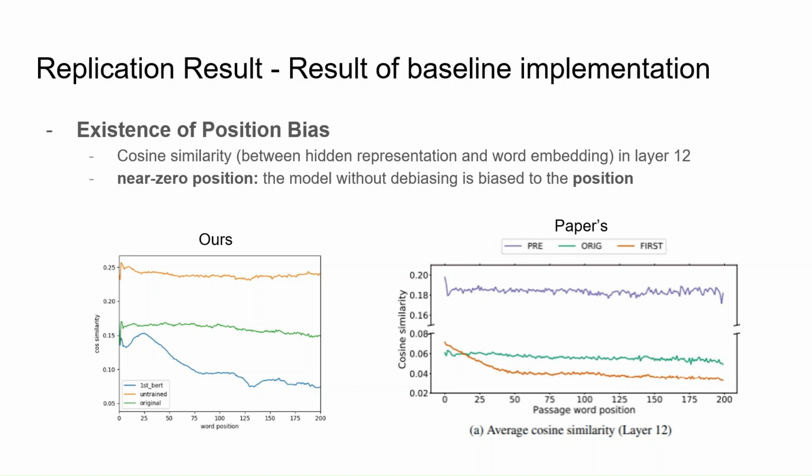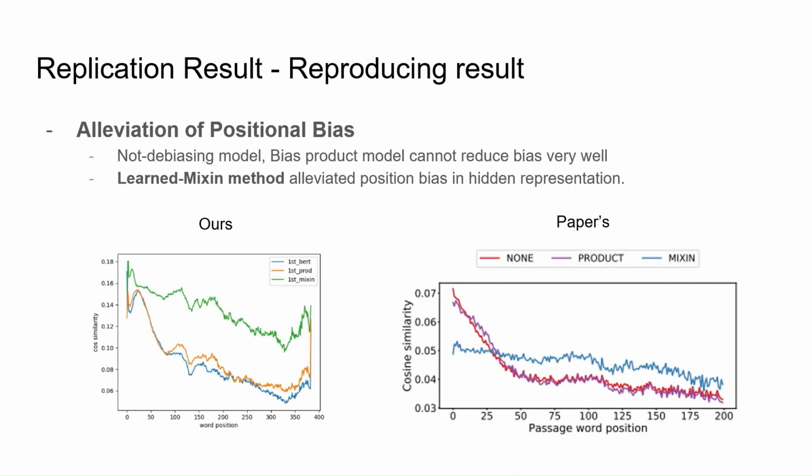First, we checked the existence of position bias in the QA model by comparing the cosine similarity between hidden states and word embeddings. As you can see, the model without the biasing method is biased toward the position information when we only use the dataset that has the answer in the first sentence. Secondly, we also checked that the position bias is alleviated with the paper's proposed method. Specifically, the learned mixing method works well for alleviating position bias in the hidden representation.